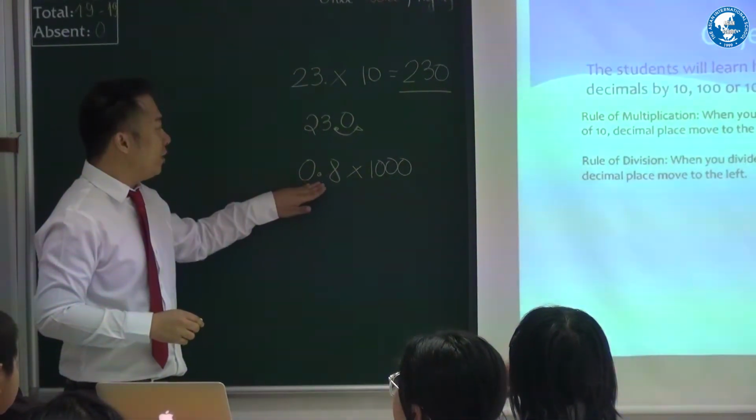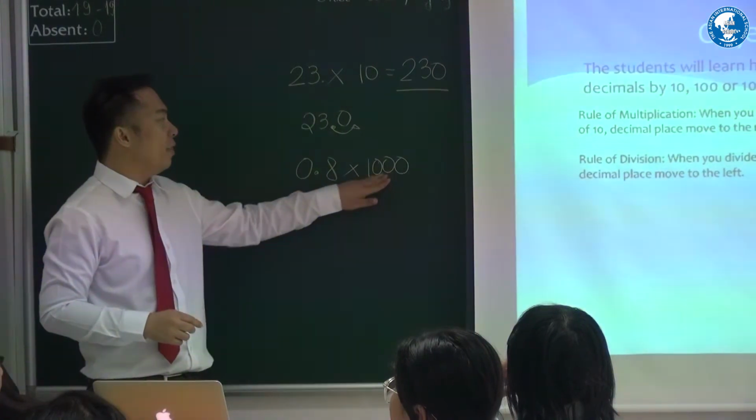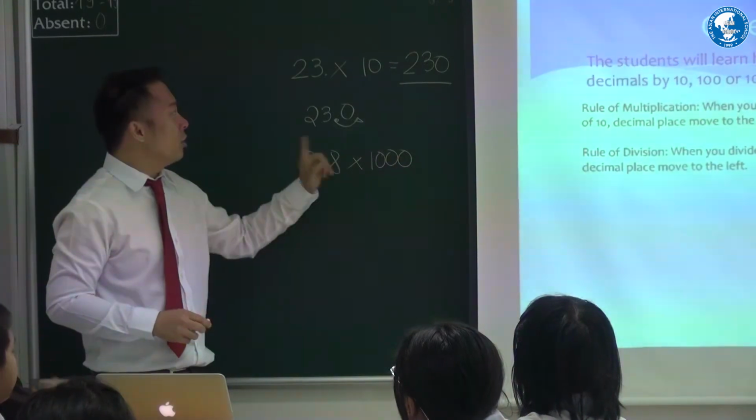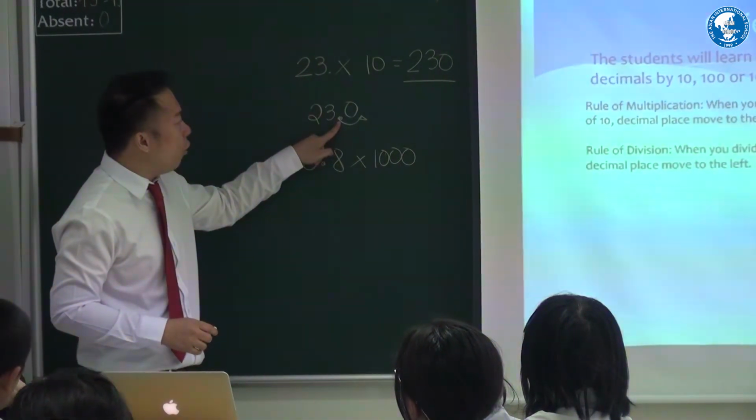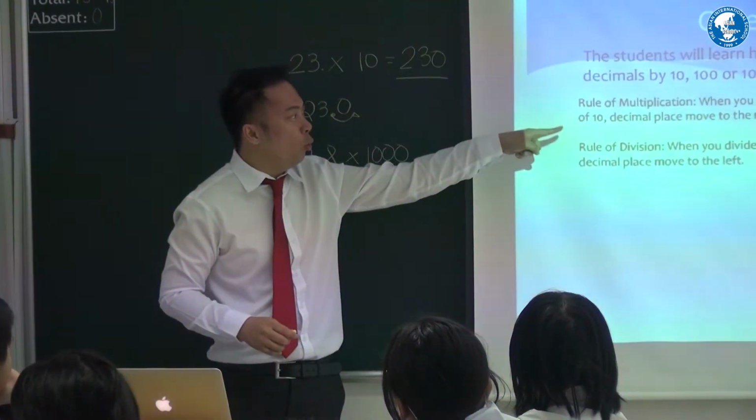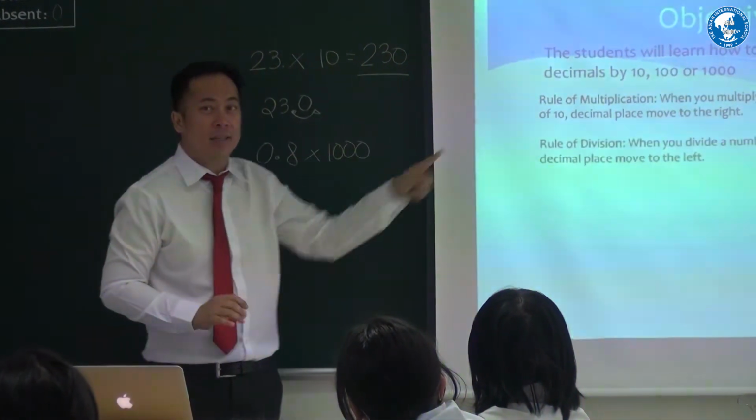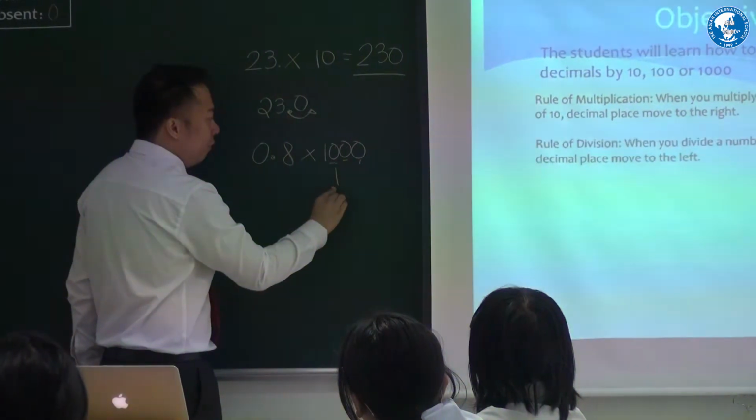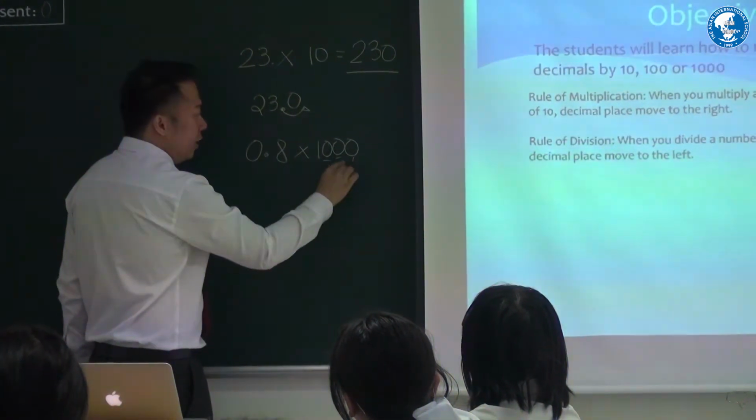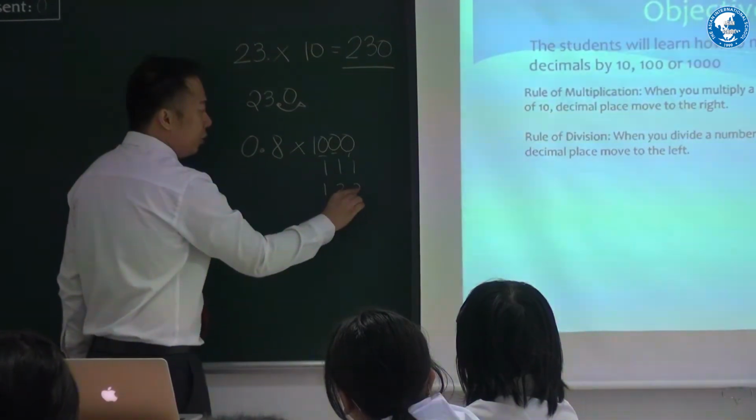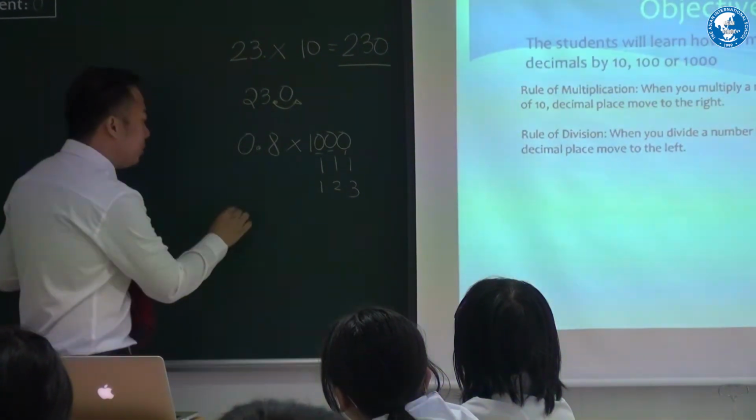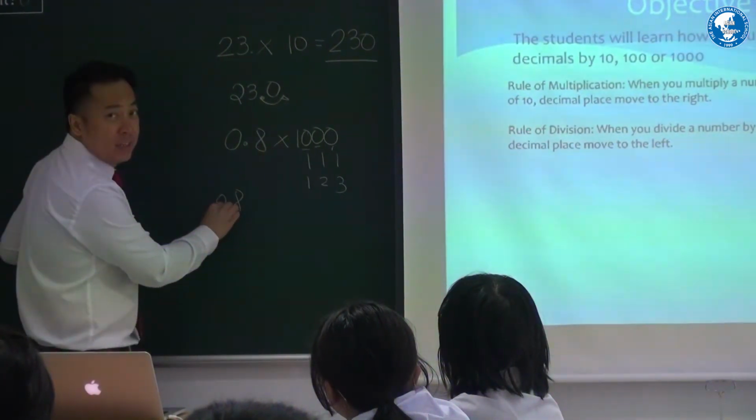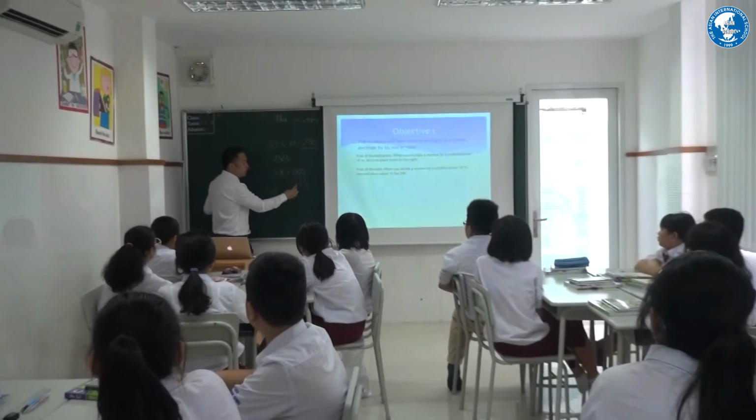Okay, so 0.08 or 0.8 times 1,000. How many zeros do you have? 3. So therefore, from the decimal point, you are doing multiplication, you will move the decimal place 3 times because you have 1, 2, and 3. So you have your first 0, this is your second 0, and this is your third.